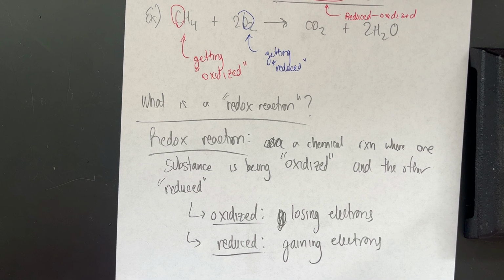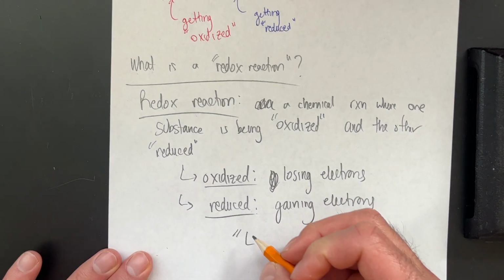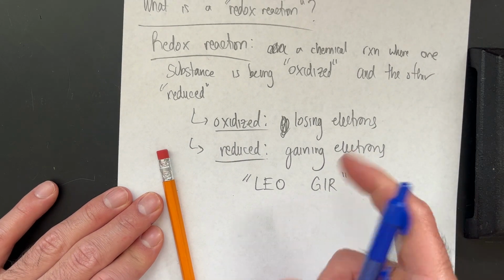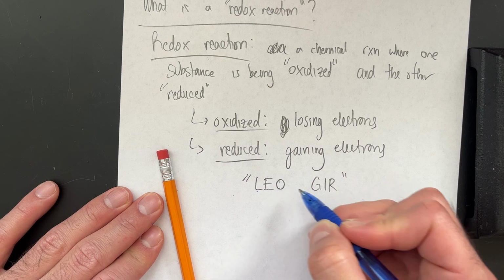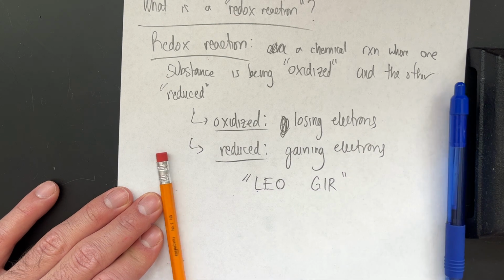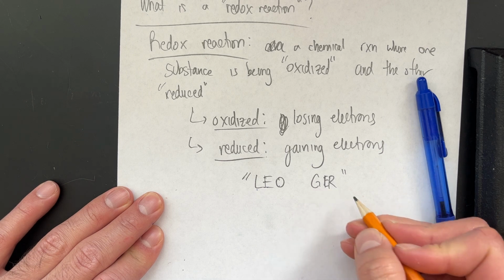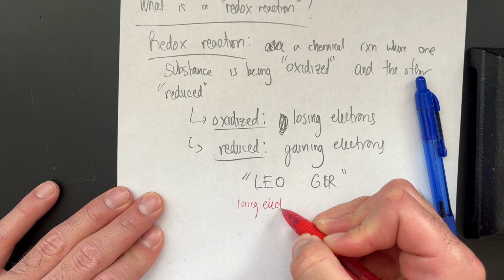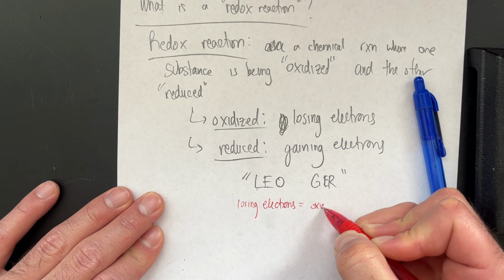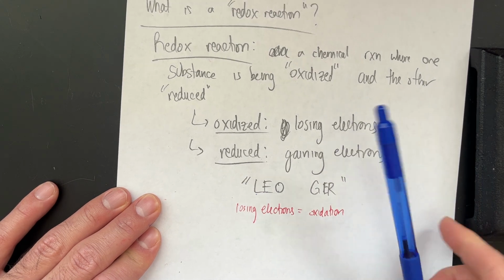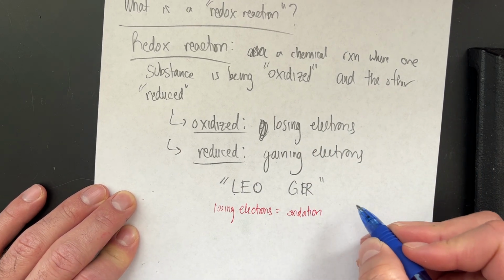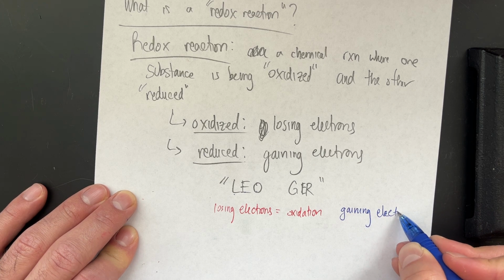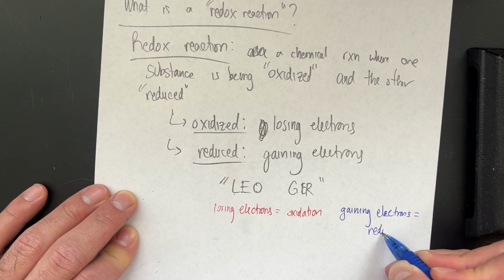There are a number of mnemonic devices that you can use, but here's how I remember it. I remember it as LEO the lion says GER. What that means is losing electrons is oxidation, and gaining electrons is reduction. So you can remember it that way.